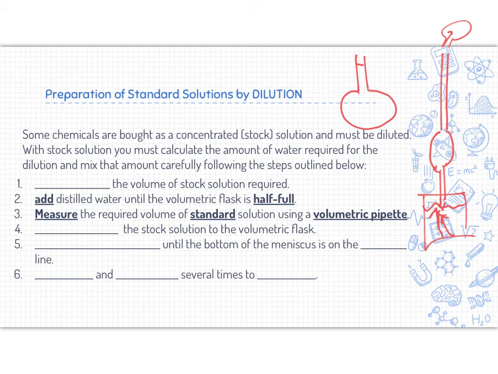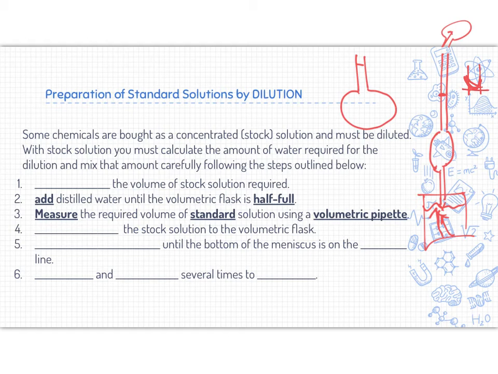Okay, so like our volumetric flask, a volumetric pipette only measures 1 volume. So it has a calibration line as well. And we are looking to pipette or bring solution up, so that our meniscus sits right on that calibration line again.